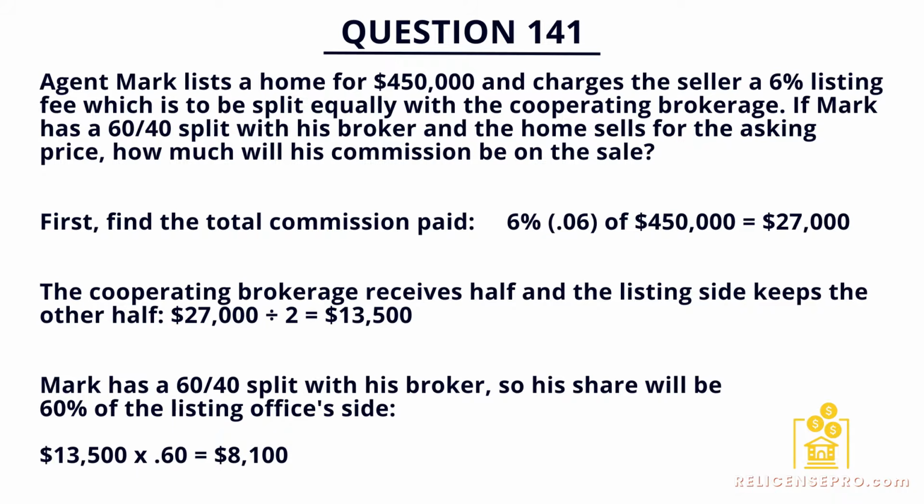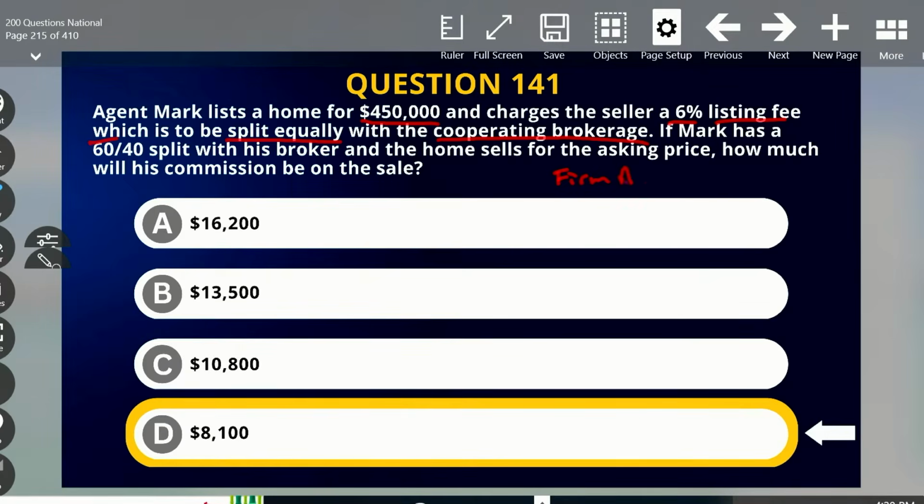And then it says, which is to be split equally with some cooperating brokerage firm. What they mean there is that if Mark works at, let's say, firm A, any other firm, let's say it's hypothetical firm B, this is a cooperating brokerage firm, some outside brokerage that brings a buyer to the transaction. So a cooperating brokerage means some other outside firm. So the deal here is that we split this commission 50-50 equally. So firm A is going to get 3%, firm B is going to get 3%. So that leaves 3% for firm A, which is what Mark works for.